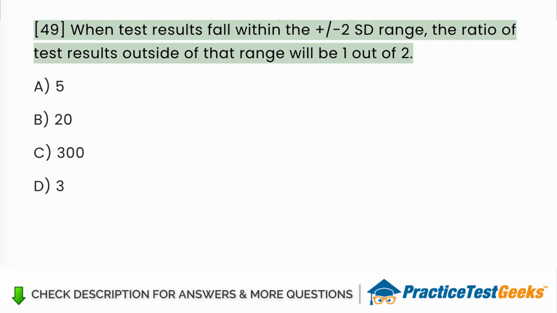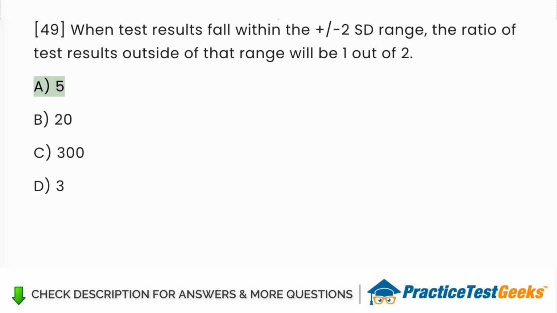When test results fall within the ±2 SD range, the ratio of test results outside of that range will be A. 1 out of 2. B. 5. C. 20. D. 300. D. 3.